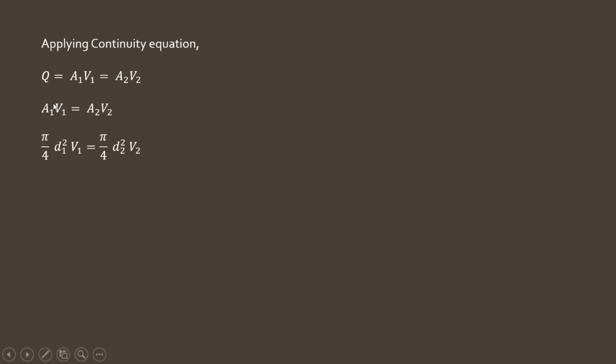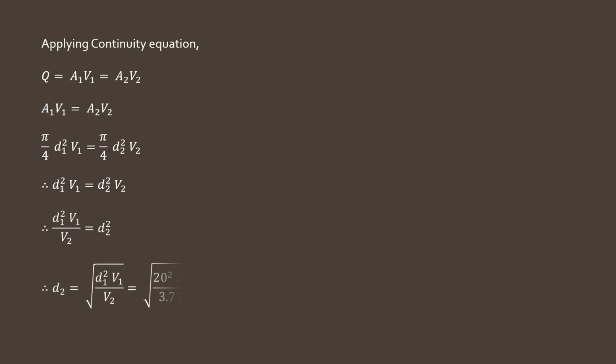So Q is equal to A1 V1 is equal to A2 V2. So substitute the value of A1, that is pi by 4 D1 square into V1 is equal to A2, pi by 4 D2 square into V2, or if you cancel out pi by 4 from both the sides, then it is D1 square into V1 is equal to D2 square into V2, or D2 square will be equal to D1 square V1 upon V2. Now substitute all these values. So D1 is 20, V1 is 2, V2 is 3.716. So value of D2 comes out to be 14.672 mm or approximately 15 mm.